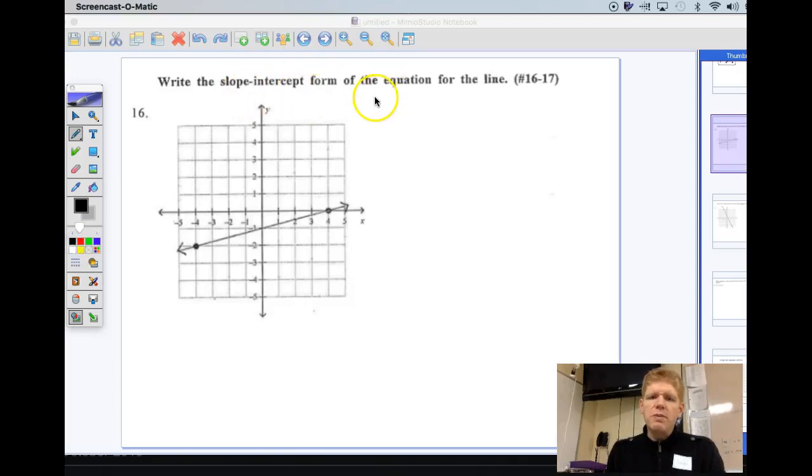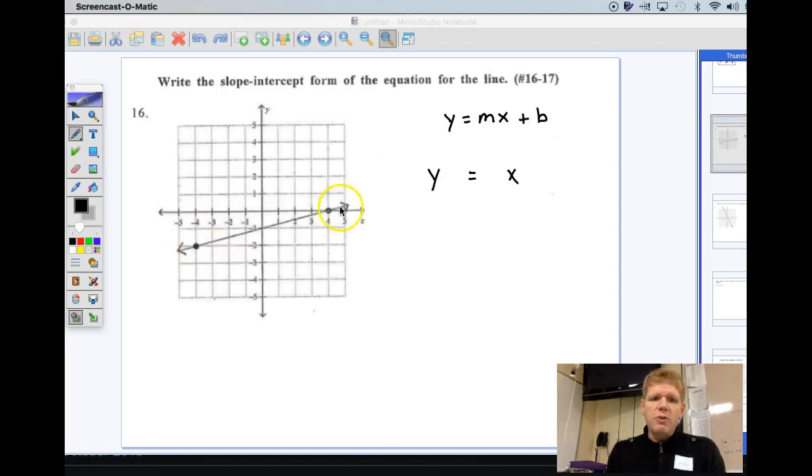Okay, we're going to write the slope-intercept form of the equation for the line in number 16. So once again, we're going to remember our slope-intercept form is y equals mx plus b. So we want to find an equation so that whatever we plug in for x, we will get a y that's on the straight line. So let's figure out what that is for this line.